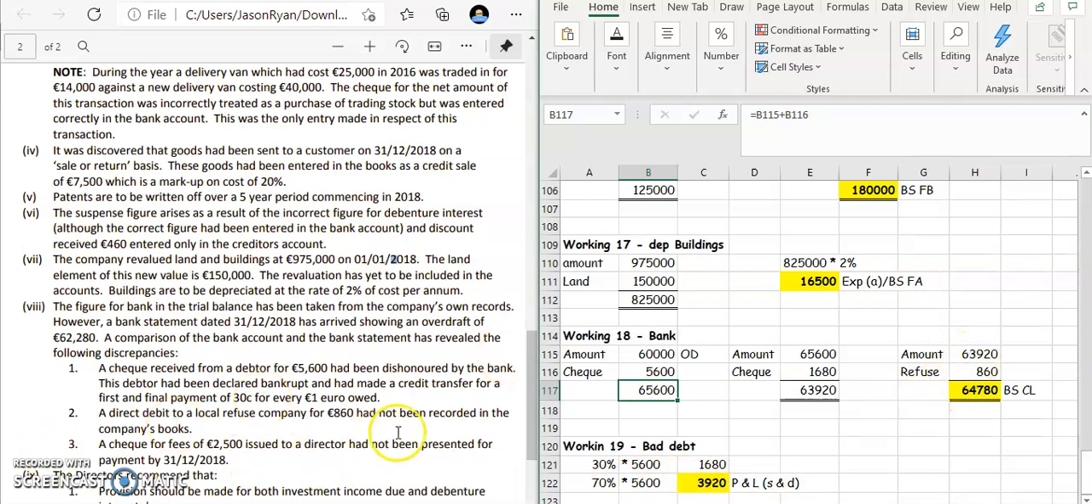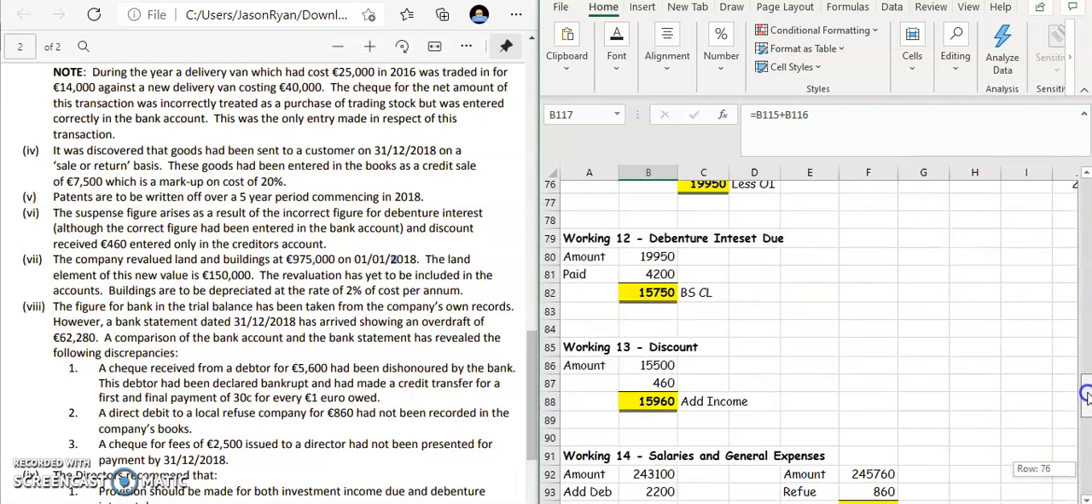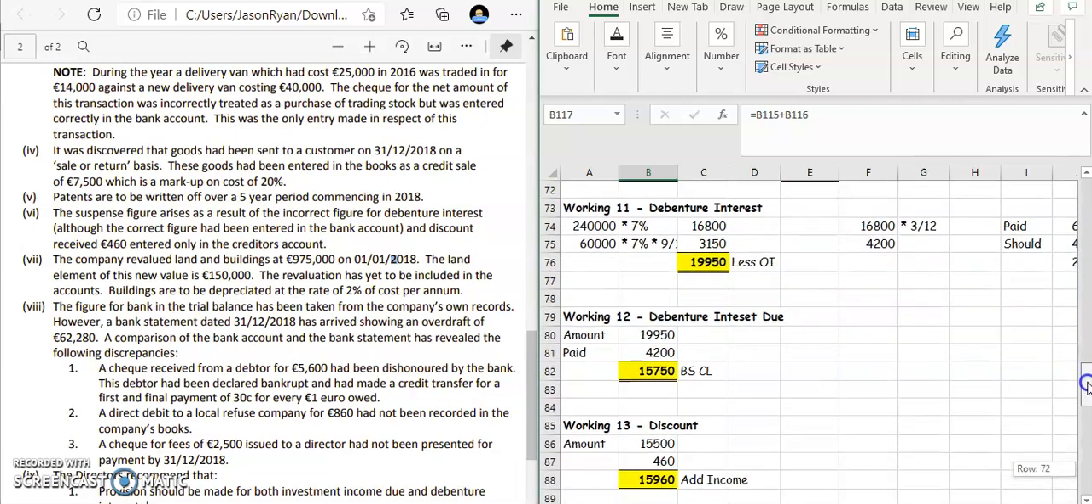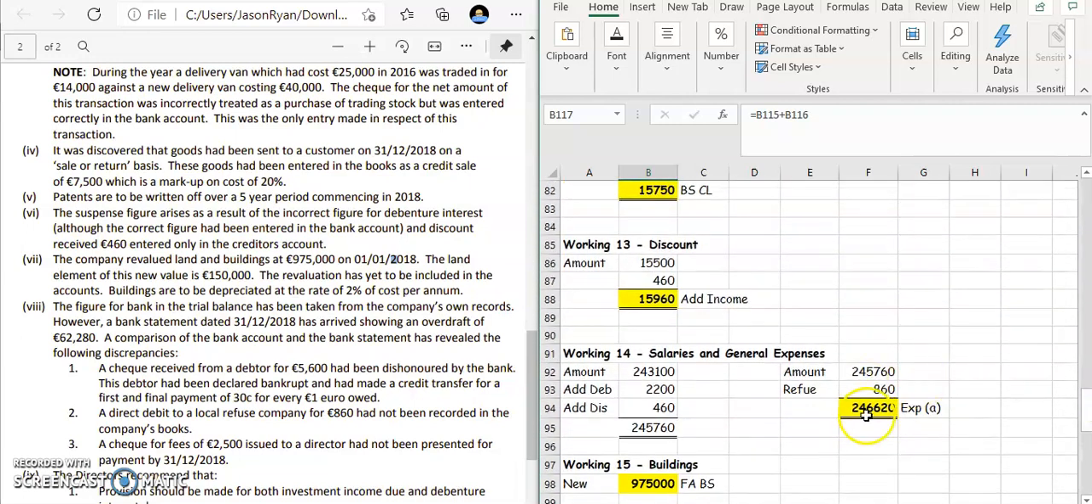Then we've got this refuge company of 860. So now our bank is going to go up because it's an overdraft, so 64,780. And it's also going to increase our salaries and general expenses, so it's going to be added on as well. And that's how you do your bank account adjustment. The last one, remember, hasn't been presented, so we don't do anything with it.